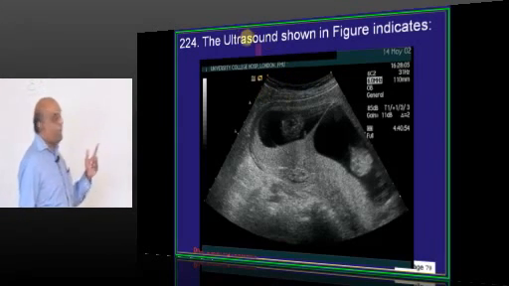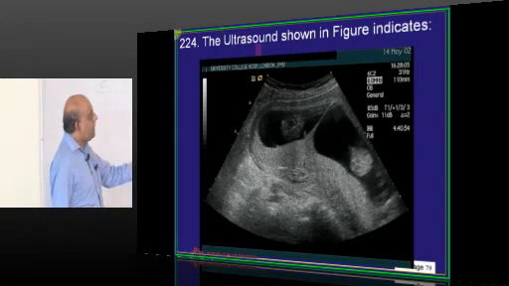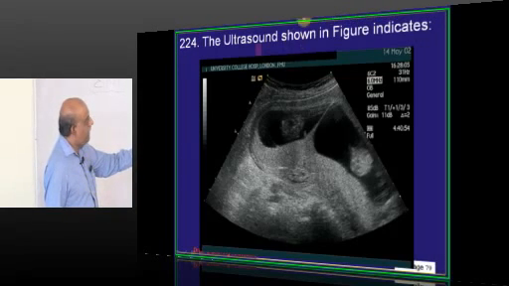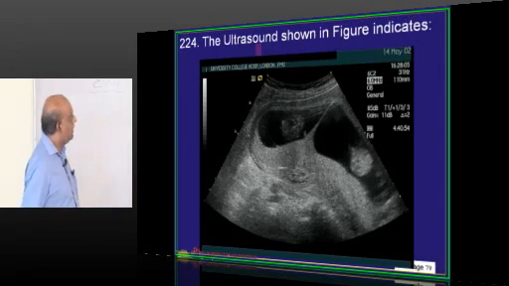An ultrasound is being shown. So what is this called? Lambda sign. Can you appreciate the lambda?